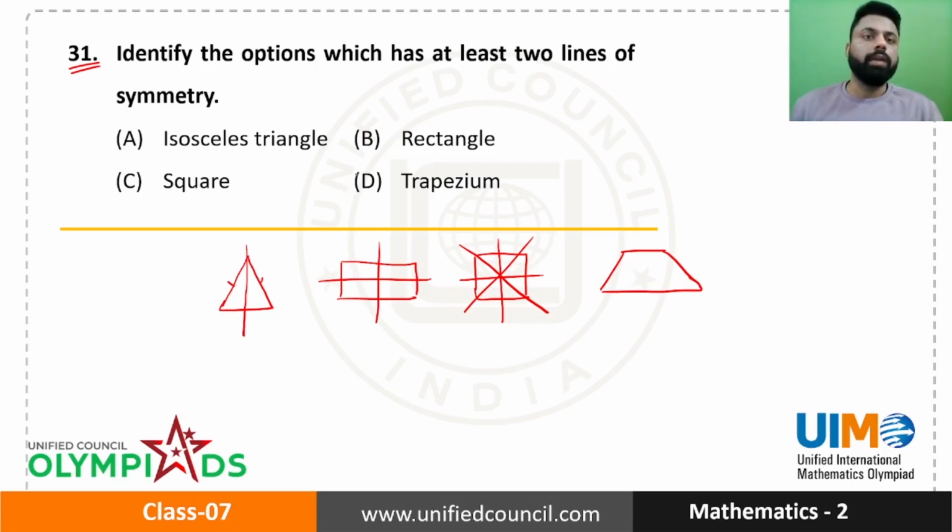So, at least two lines of symmetry. That means B and C, they have two lines of symmetry. So, they are the correct answer.